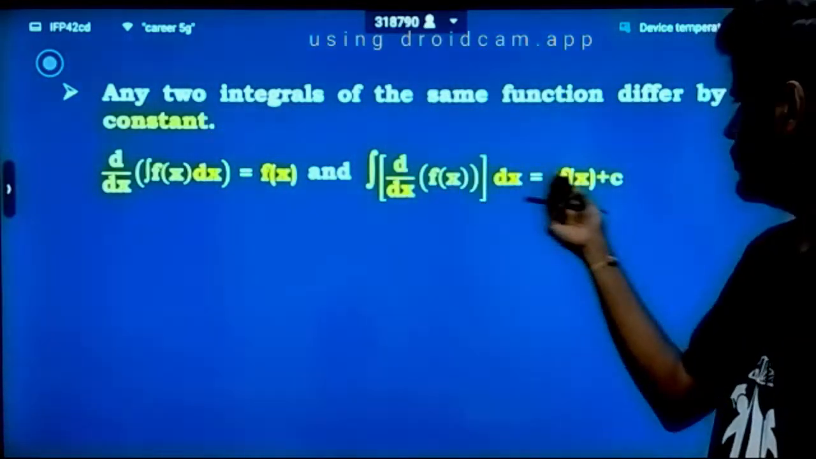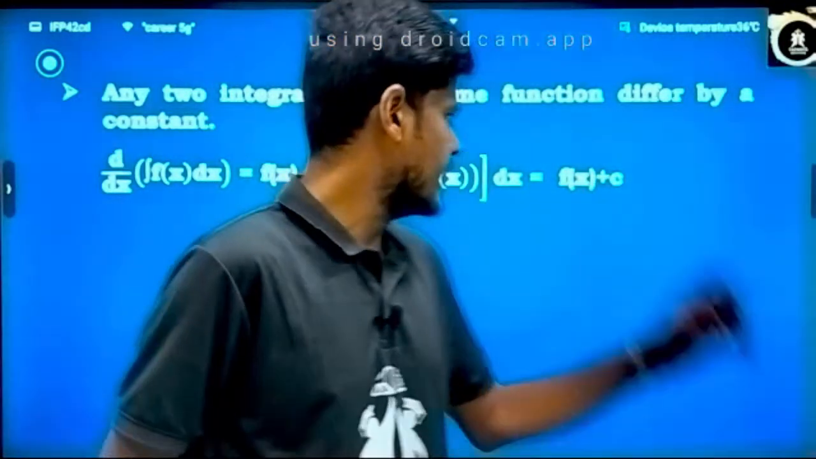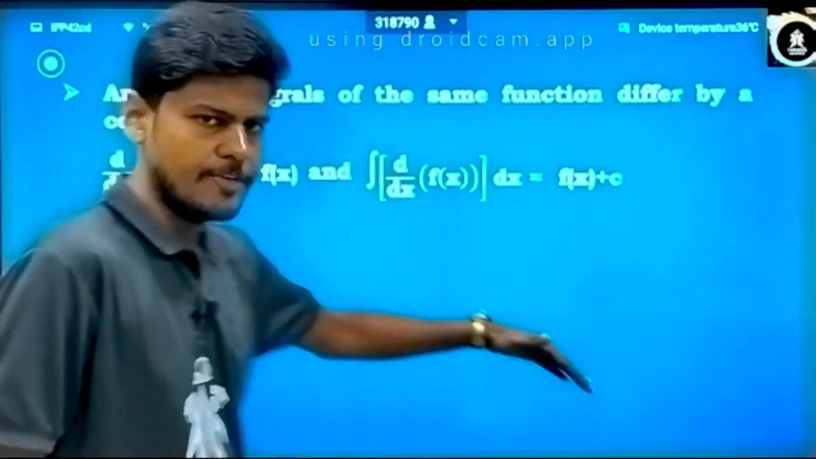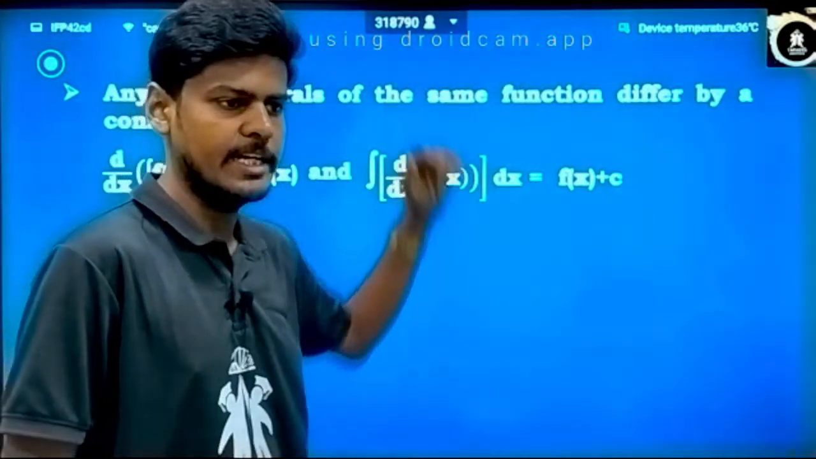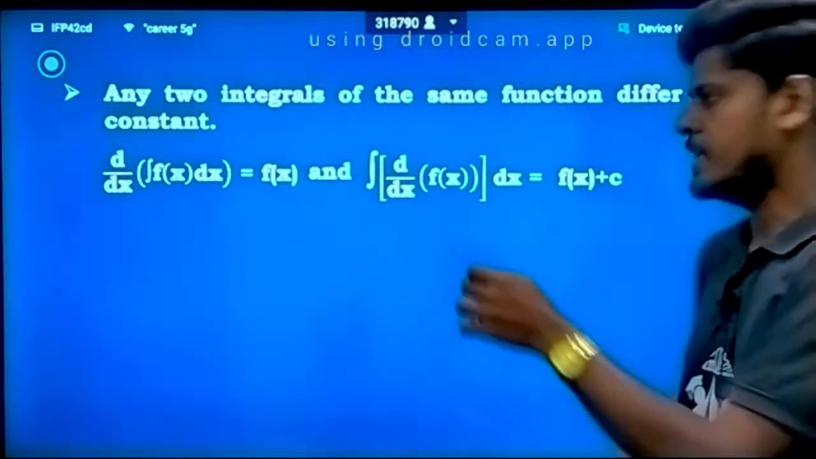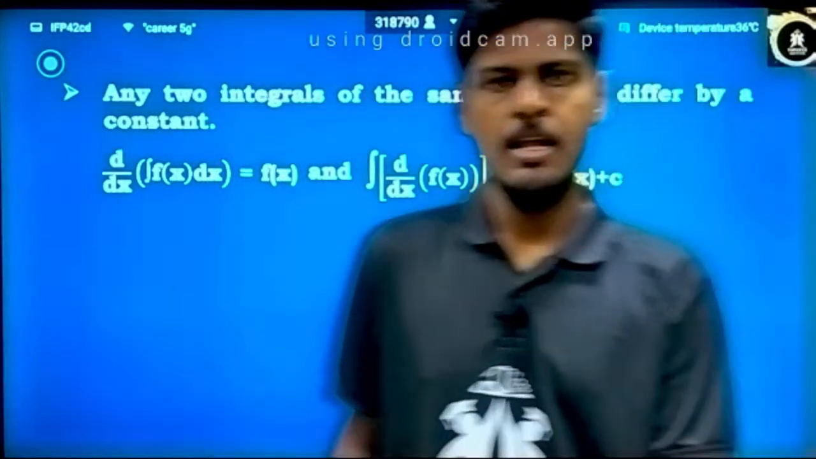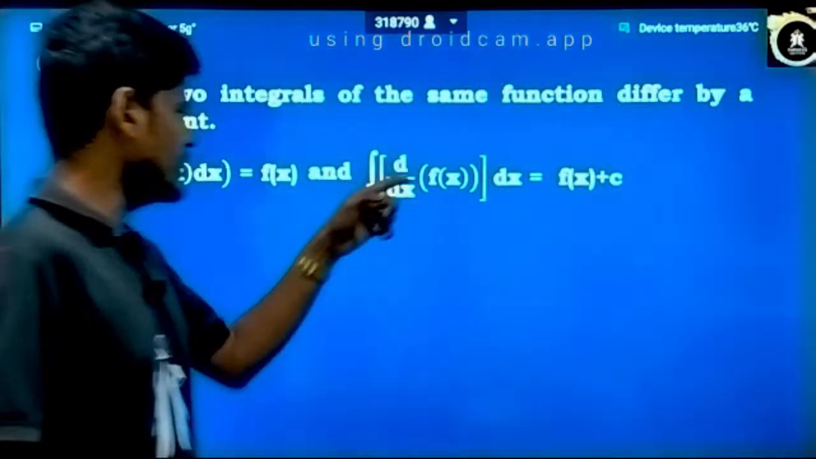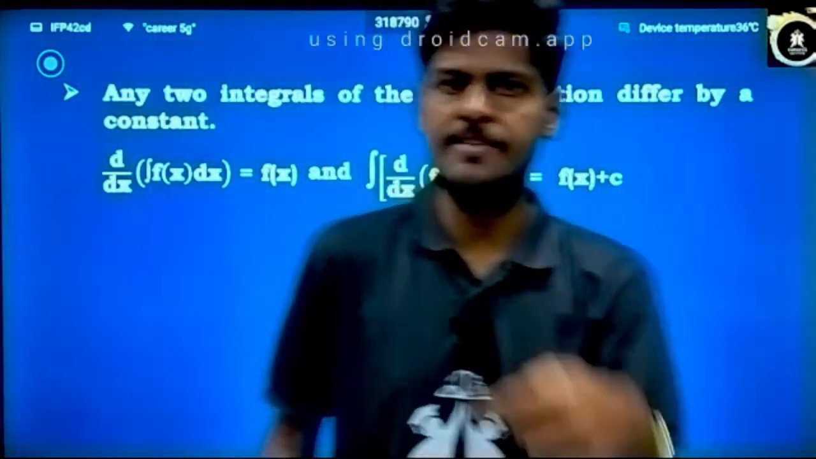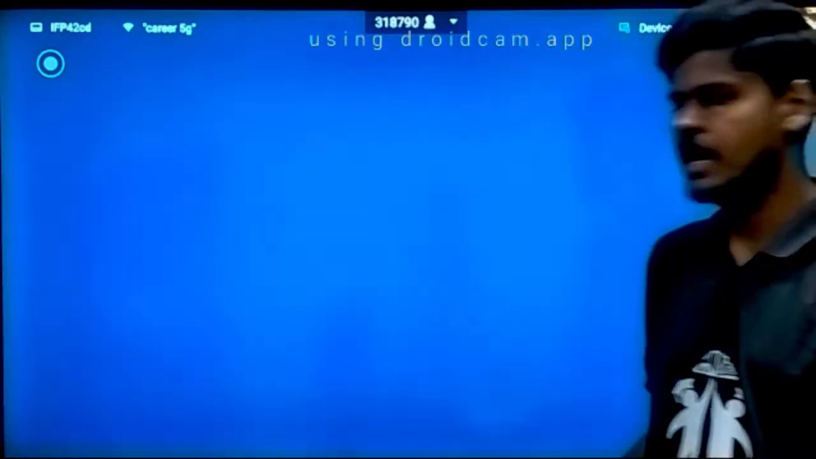And the derivative of capital F of x equals small f of x. The integral of a derivative is the function itself. Because we are finding the function, differentiating and then integrating, we will get the same function, but it can change by some constant. But if we are finding the derivative of an integral first, then we won't have any constant, because the derivative will always have the same value.